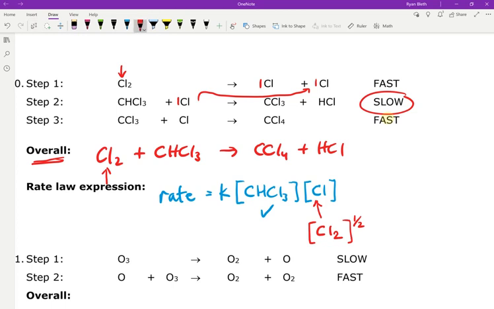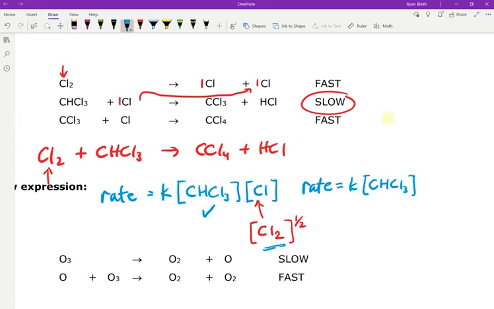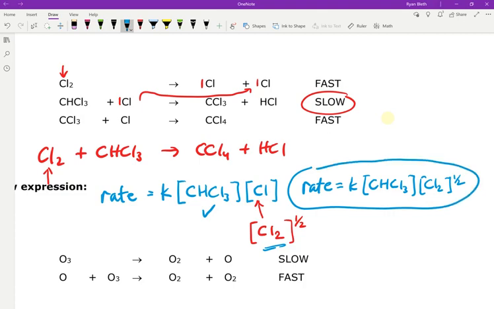So my overall final result here then is rate equals K times CHCl3. That one's been okay from the start because it's a reactant in the overall reaction equation. And now we're going to substitute in here Cl2 to the 1/2 power. That's our rate law expression for number 10.